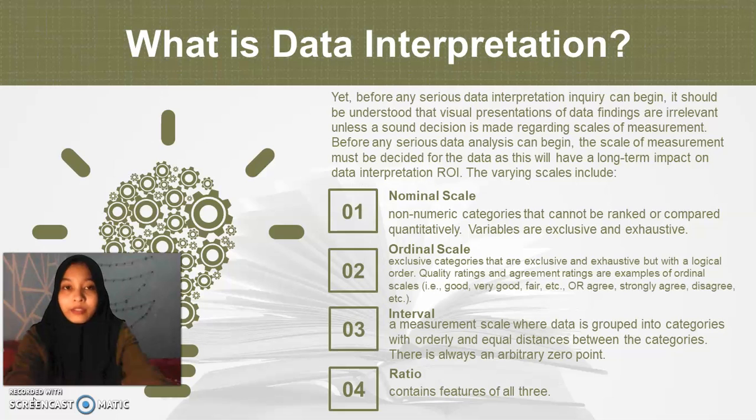Yet, before any serious data interpretation inquiry can begin, it should be understood that visual presentation of data findings is irrelevant unless a sound decision is made regarding scales of measurement. Before any serious data analysis can begin, the scale of measurement must be decided for the data as this will have a long-term impact on data interpretation. The varying scales include nominal scale, ordinal scale, interval, and ratio.